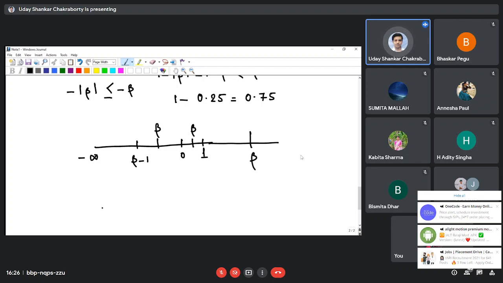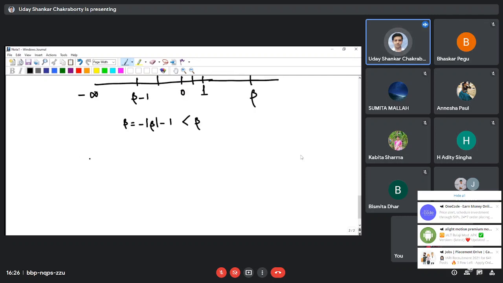Right? That's what Bishmita Dhar said just a few minutes ago. If beta is negative, then beta is nothing but minus of mod beta, and take minus 1, that is going to be less than beta. Now, whether this will work for everything: if any beta is given to you, can I say that minus of mod beta minus 1 is less than beta?